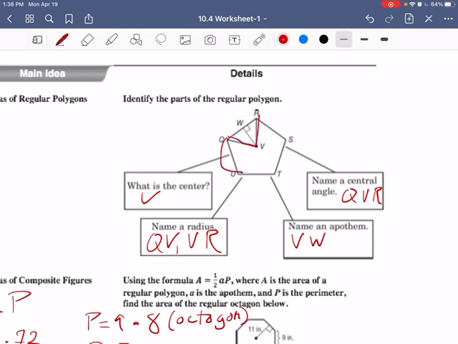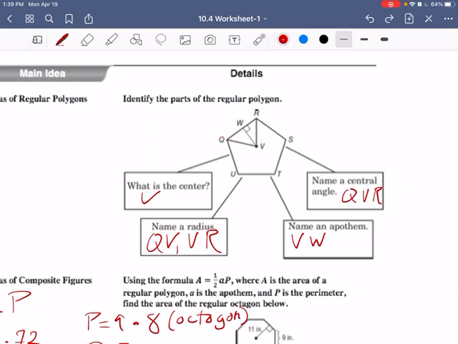So we could do QVU, that'd be fine. Or UVT, or TVS, or SVR. We could do any of those. Those would be central angles, but if you skip one, we couldn't go Q to T because that would not be a central angle.